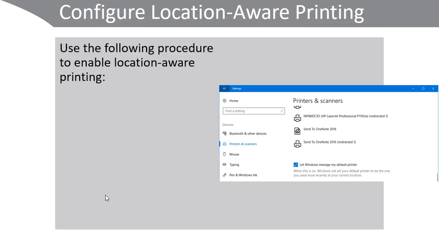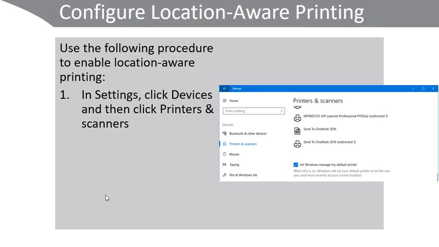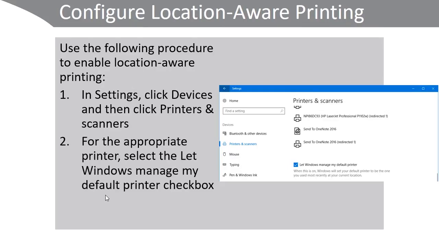To enable location-aware printing, in Settings click Devices and then click Printers and Scanners as shown on the right. For the appropriate printer, select the Let Windows Manage My Default Printer checkbox as shown.